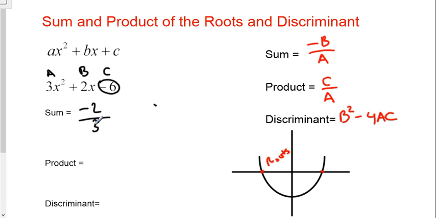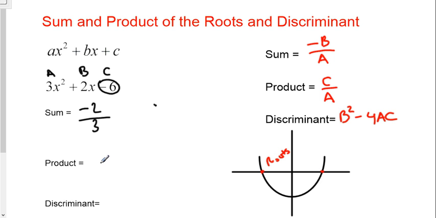What does that mean mathematically? If I was to graph this equation, and this is not the graph of that equation, but let's just say it was. If I was to graph that equation, the 2 points that it crosses the x-axis, if you added them together, it would be negative 2/3.